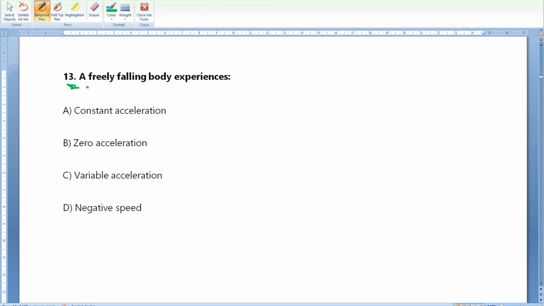Question number 13. A freely falling body experiences constant acceleration, zero acceleration, variable acceleration, or negative acceleration. When a body falls freely under the influence of gravity, it experiences a constant acceleration due to Earth's gravitational force. So here the answer is constant acceleration. A freely falling body always experiences constant acceleration.